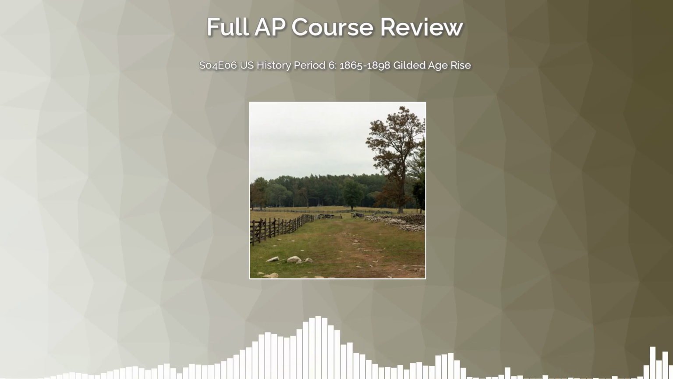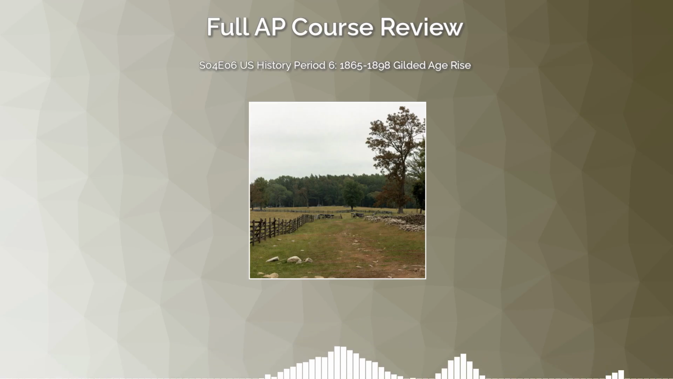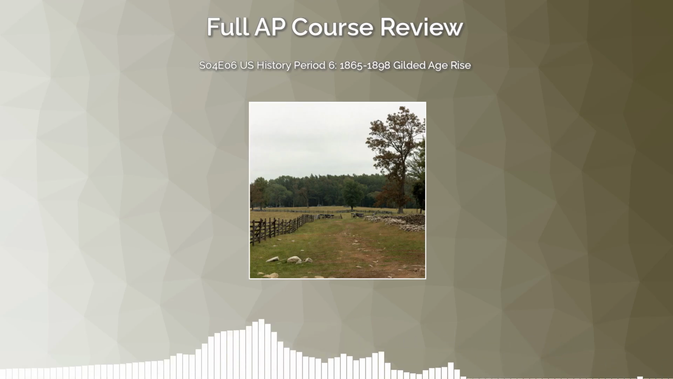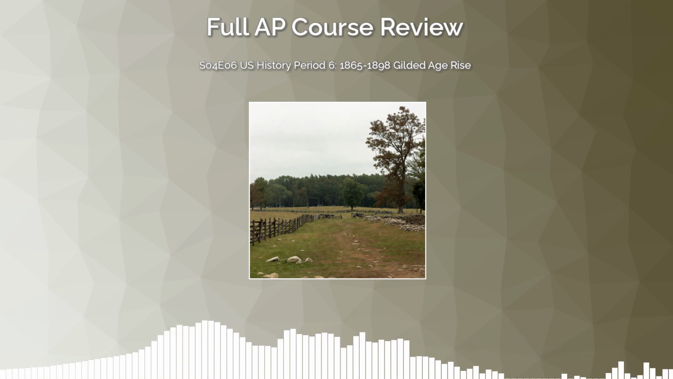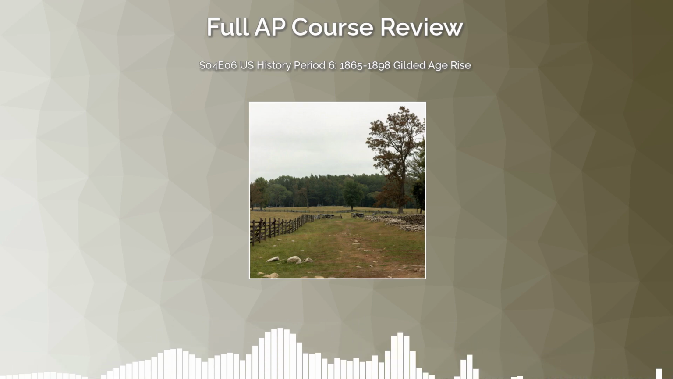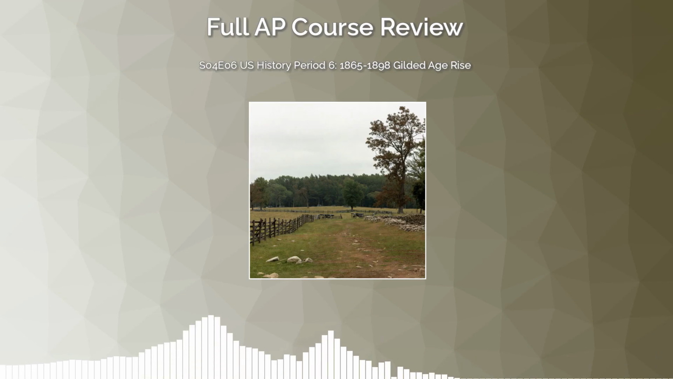The debate over silver versus gold is a concept students often find confusing, so let's break it down simply. Farmers and debtors wanted inflation. They wanted more money in circulation so it would be easier to pay back their loans. Adding silver to the monetary supply would create that inflation. Bankers and creditors hated inflation for the exact same reason. It eroded the value of the money being repaid to them.